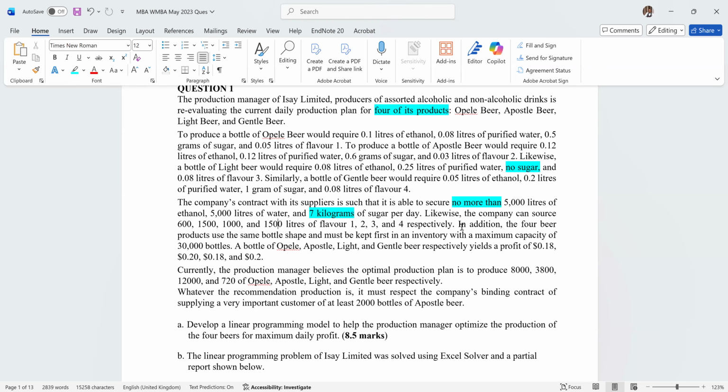A bottle of Opele, Apostle Light, and Gentle beer respectively yields profit of 0.18, 0.20, 0.18, and 0.2. Those are the profits. Currently, the production manager believes the optimal production plan is to produce 8,000, 3,800, 12,720 of Opele, Apostle Light, Gentle beer respectively. Whatever the recommended production is, it must respect the company's binding contract of supplying a very important customer of at least 2,000 bottles of Apostle beer.